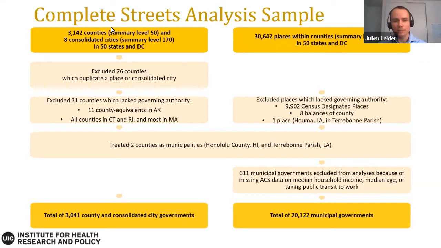the Census of Governments. For the municipal analysis, we also had to exclude 611 cases due to missing data on covariates or our outcome measure of taking public transit to work. Our final analytical samples included 3,041 county and consolidated city governments and 20,122 municipal governments.